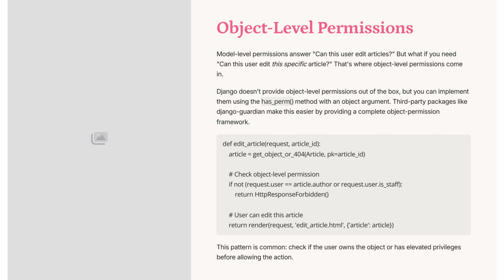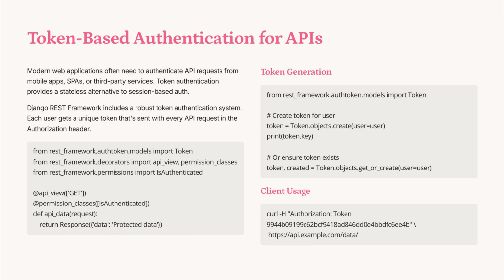Object-level permissions address specific access needs, like editing a particular article. Django lacks built-in support, but you can use has_perm with an object argument or third-party tools like Django Guardian. For instance, verify if a user is the article's author or staff before granting edit access, ensuring precise control over content management.